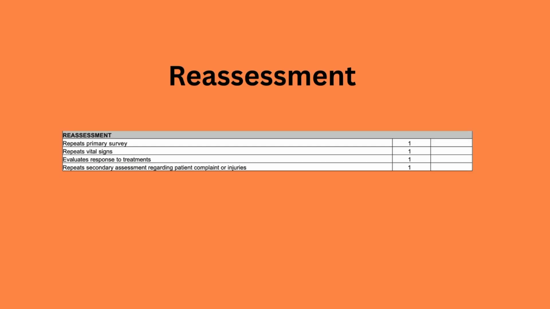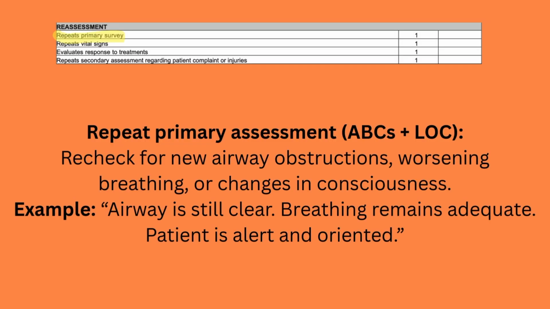Now that we have finished the secondary assessment, we can reassess the patient. We'll begin by repeating the primary assessment. So check for new airway obstructions, worsening breathing, or changes in consciousness. An example is, say, airway is still clear, breathing remains adequate, patient is alert and oriented.